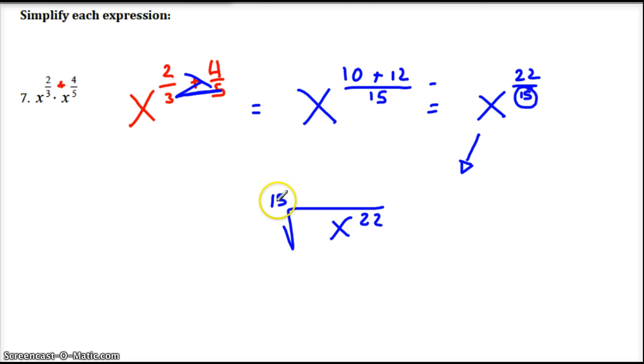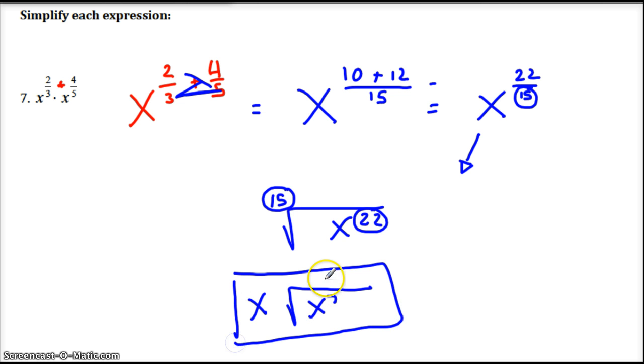Now with 15, remember, we just have to divide our exponent by the index to simplify. So 15 goes into 22 one time, so 1x comes out, and we have a remainder of 7. And that, my friends, would be the final answer. So even though you might have gotten this far where you got x to the 22 over 15, remember, you've got to put it back into radical form and then simplify it. And if the exponent is bigger than the index, you know you can simplify.